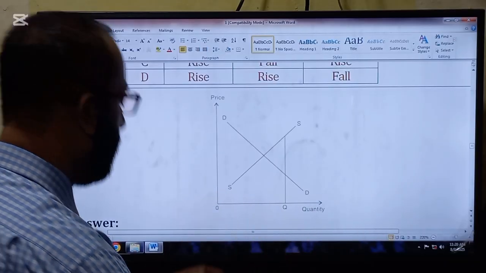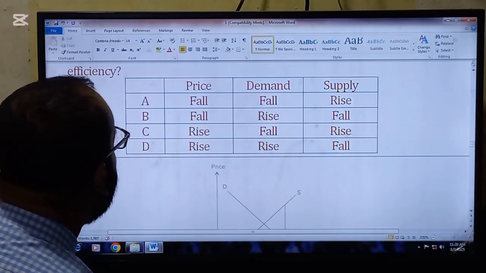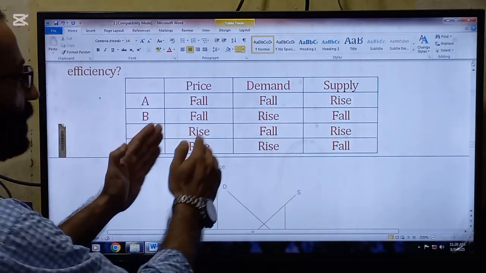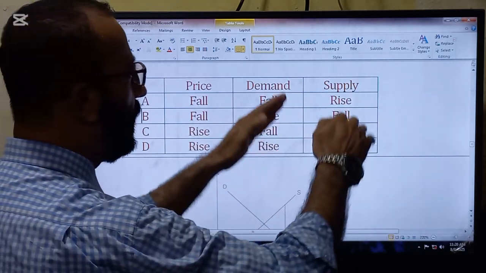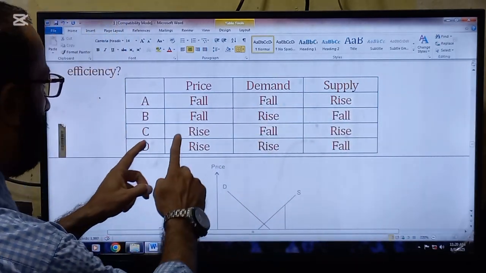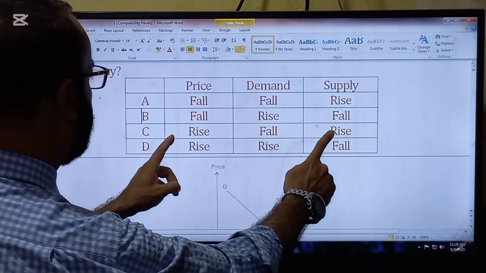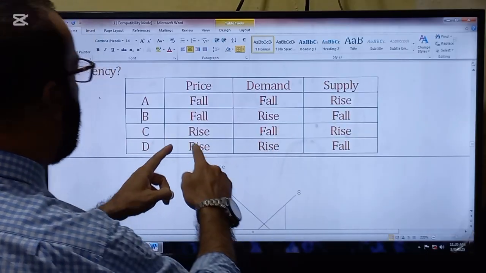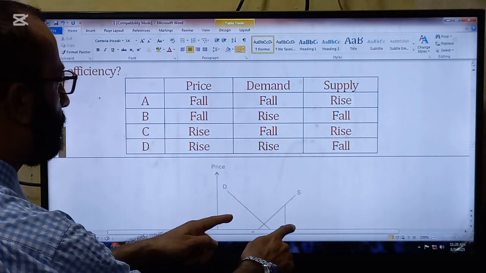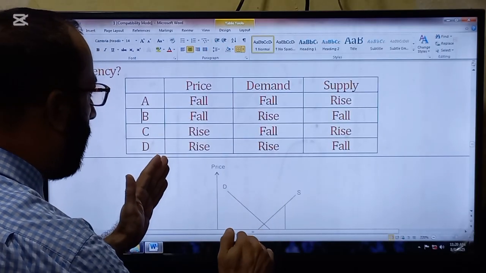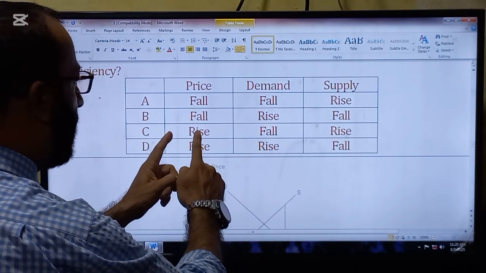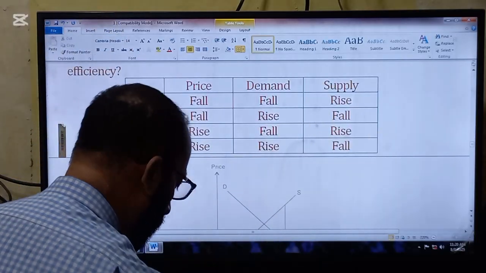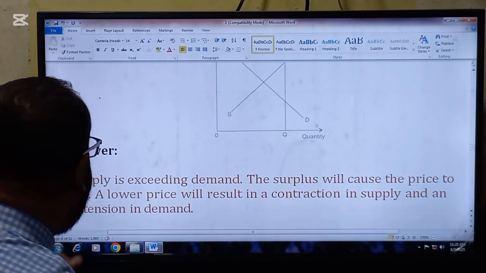Okay, what things are given in the question? Price, demand and supply. So prices will come down, because of which demand will be on the rise, and finally supply will be reduced. So fall, rise, fall, and fall, fall, rise. So B is the case, because there is surplus in the market, prices will come down, and because prices come down, demand will be on the rise, and finally the supply will fall. So B is the answer.